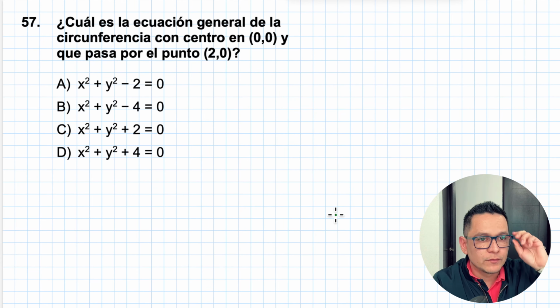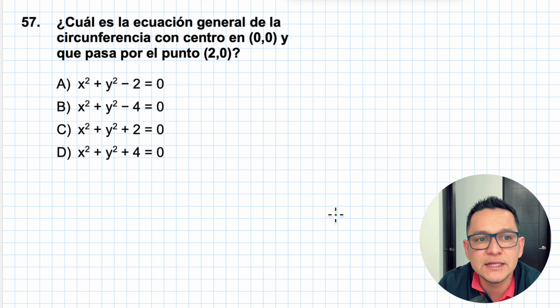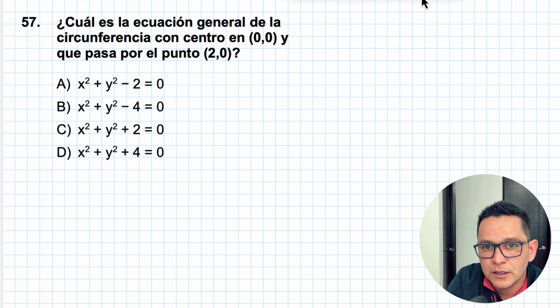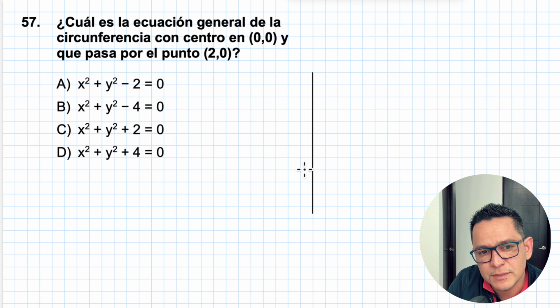We're finished. What is the general equation of the circle with center at 0, 0 and that passes through the point 2, 0? Let's see. Once again, we're going to have to make a Cartesian plane. Honestly, I've been making quite a few Cartesian planes, haven't I? I think next time I'll have a model Cartesian plane ready, so I don't have to draw it every time.